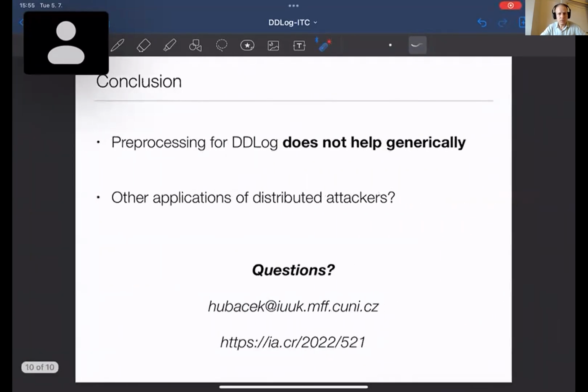So in order to conclude, there's a negative result. Preprocessing asymptotically doesn't help in the distributed discrete logarithm problem in the generic group model. One thing that seems interesting is these distributed attackers. Is it something more general, that goes beyond the context of the distributed discrete logarithm?